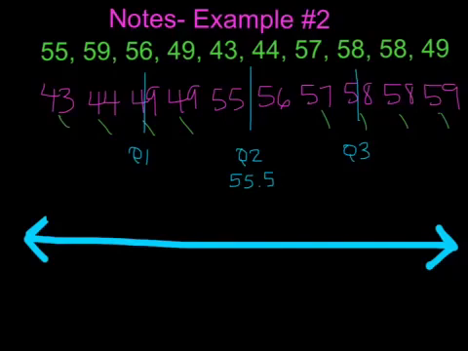After that, we also need to identify the minimum value and the maximum value, and that's just a fancy way of saying what number is the biggest, what number is the smallest. 43 is the minimum. 59 is the maximum.